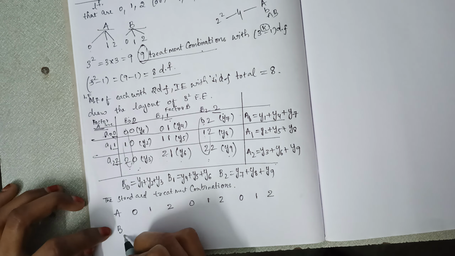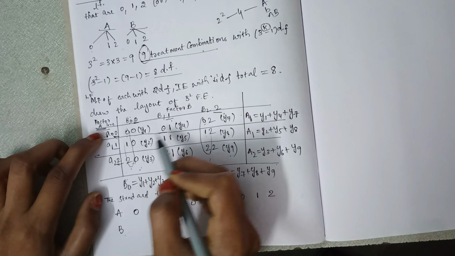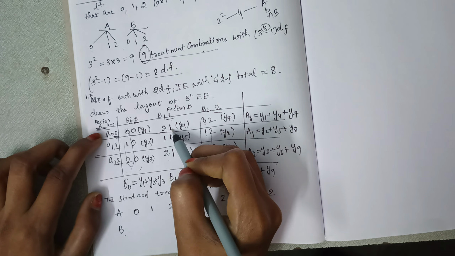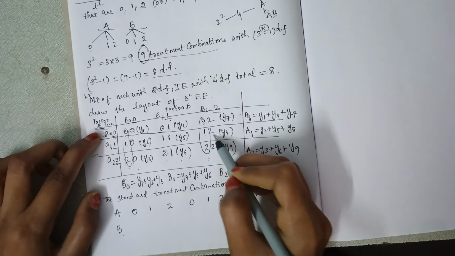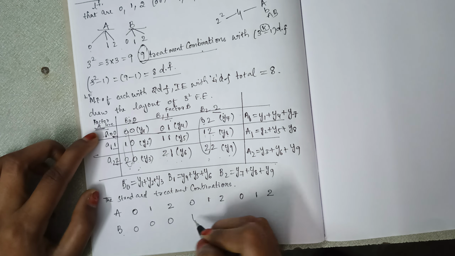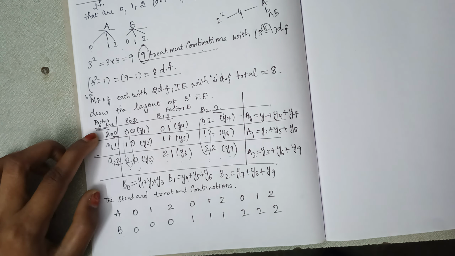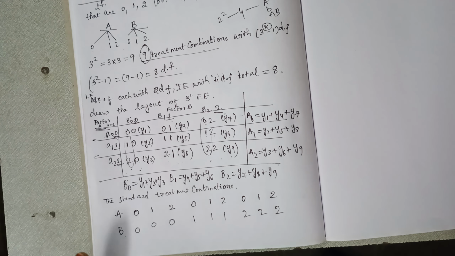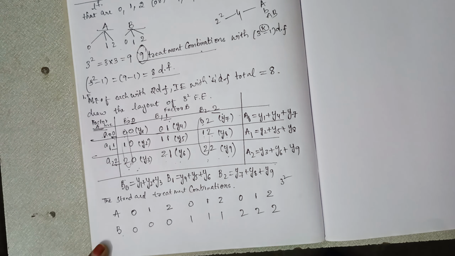And B is nothing but this one. This is A and B is 0, and this is A, this is 0, right? 0 0 0 1 1 1 2 2 2, 0 0 0 1 1 1 and 2 2 2. In this way we can write the treatment combinations for the 3².